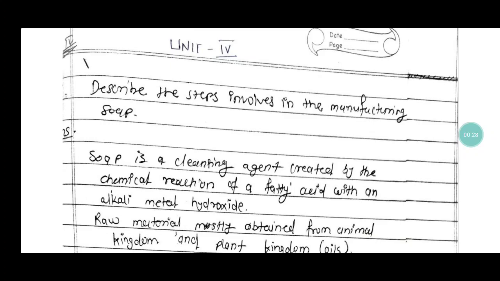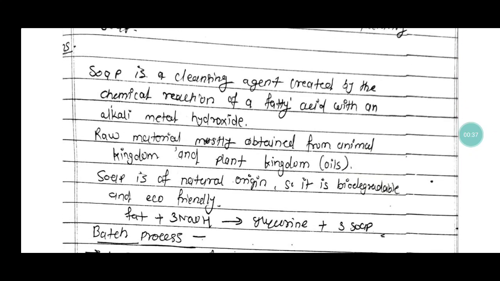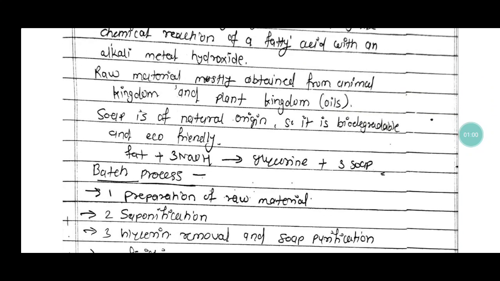Describe the steps involved in the manufacturing of soap. So this is a 5 mark question for 4th unit, and the answer is: soap is a cleansing agent which is created by the chemical reaction of a fatty acid with an alkali metal hydroxide. The raw materials are mostly obtained from the animal kingdom and the plant kingdom, which are oils. Soap is of natural origin, so it is biodegradable and eco-friendly. The chemical reaction for soap is fat plus 3 NaOH, that is sodium hydroxide, which gives glycerin plus 3 soap.